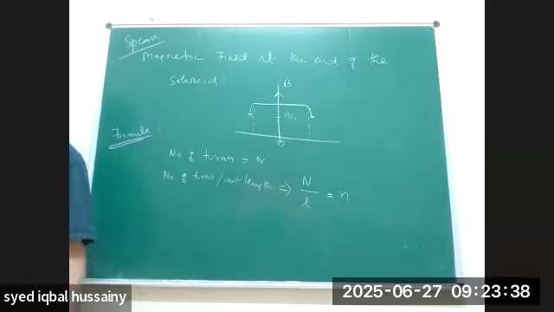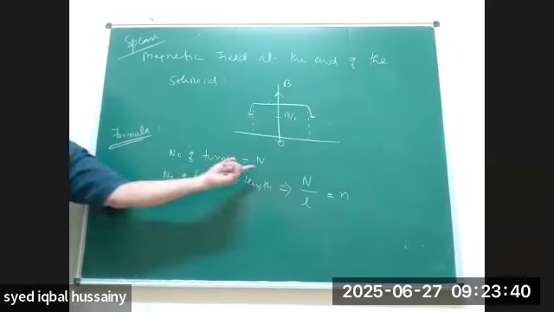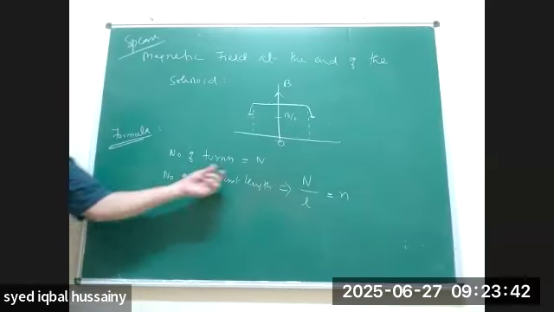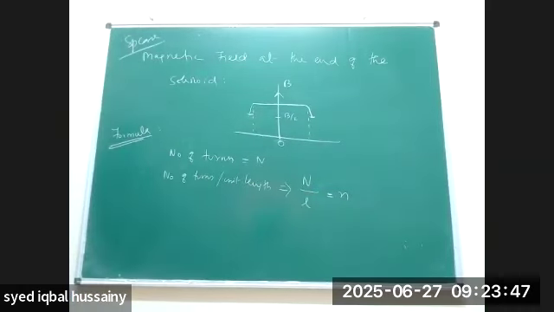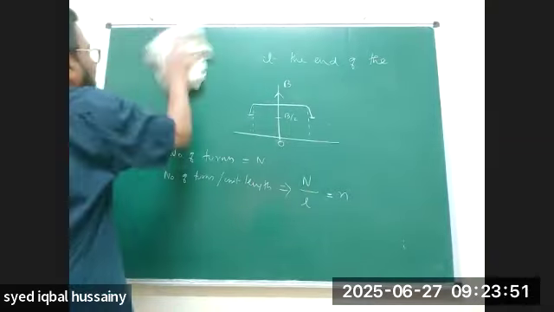So if you remember this formula, you can do better than numerical. Now we will do two numericals based on this. Number of turns means capital N. Number of turns per unit length means small n. Now, one beautiful numerical. Do it and give me the answer. But please don't check the book.